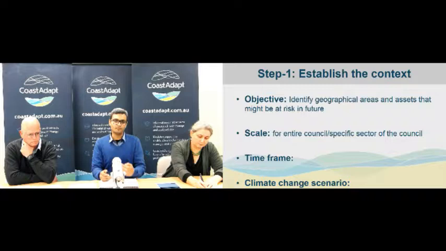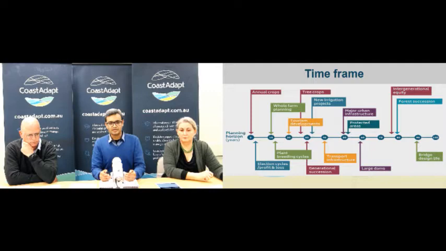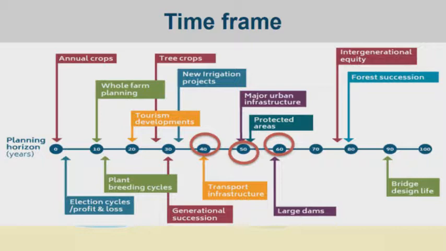As an example, if you think about time frame, if you're doing a risk assessment for a transport infrastructure or a dam or a bridge, then your planning horizon is more likely to be over 50 years. On the other hand, if you're doing a risk assessment for a tourism business, this time frame is more likely to be quite smaller, like 10 to 15 or 20 years. So your selection of time frame depends on what systems you are actually looking at.